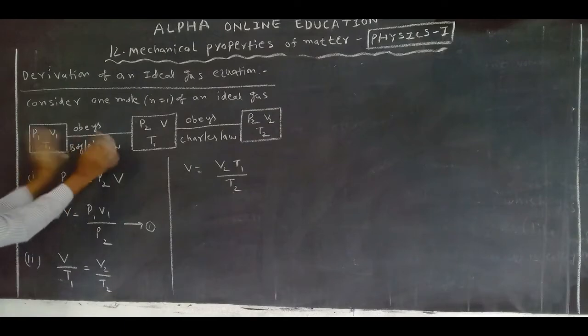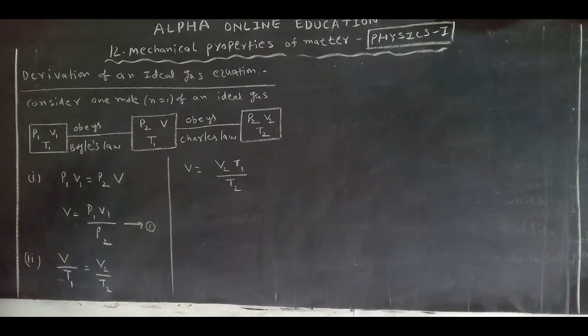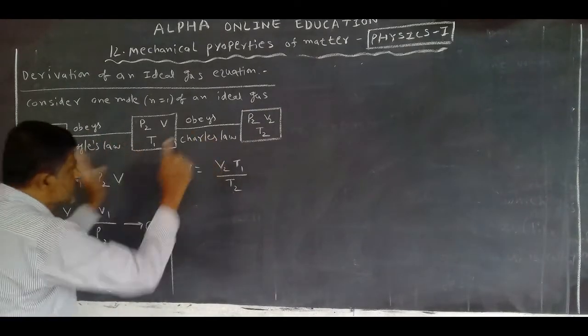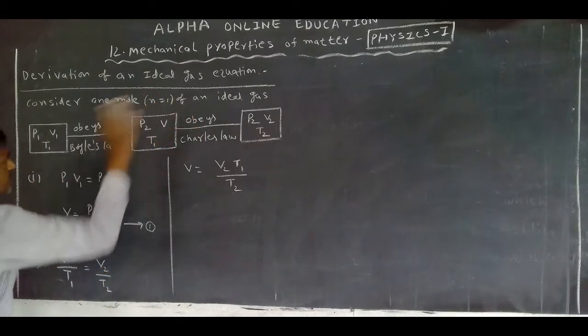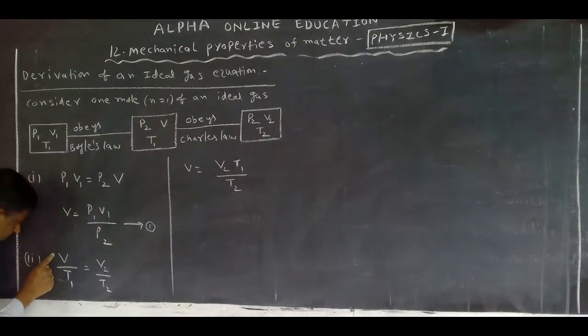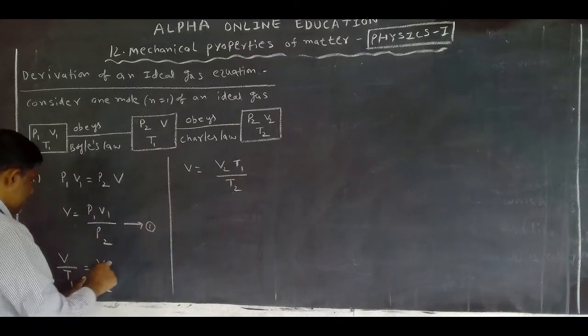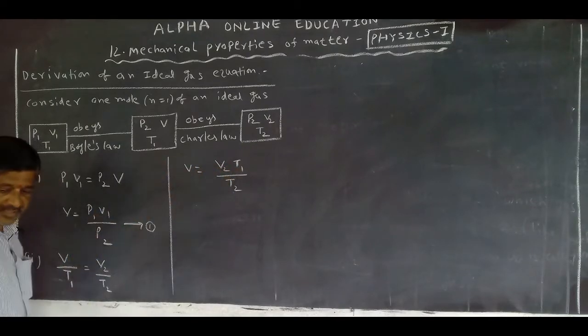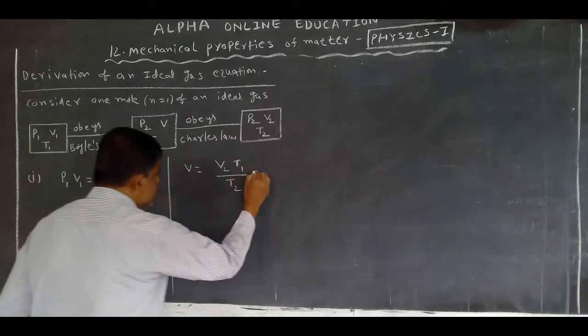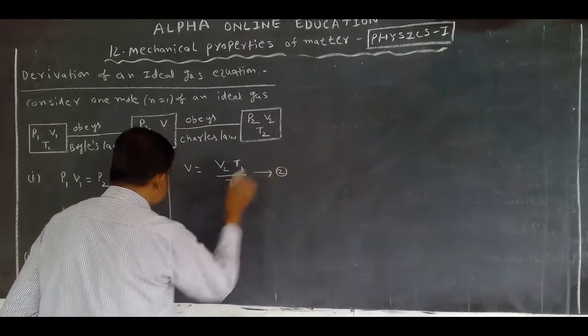Boyle's law is over. Next, Charles law. In Charles law, pressure is constant. What is the relation? V1 by T1, but instead of V1, V. V by T1 is equal to V2 by T2. Again cross multiplication. So what we can get? V is equal to V2 T1 by T2. Let us take this as equation 2.